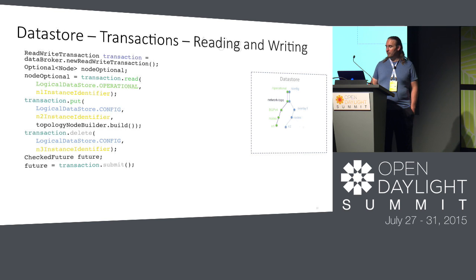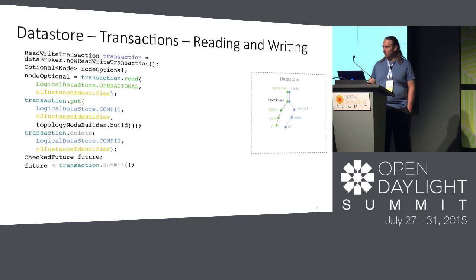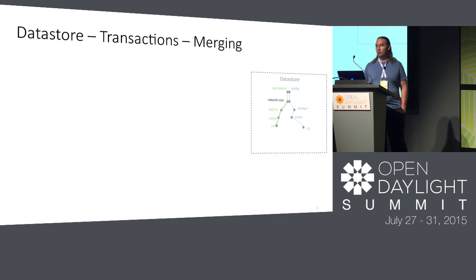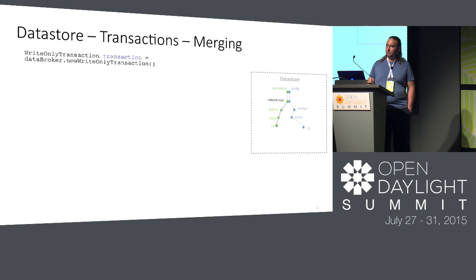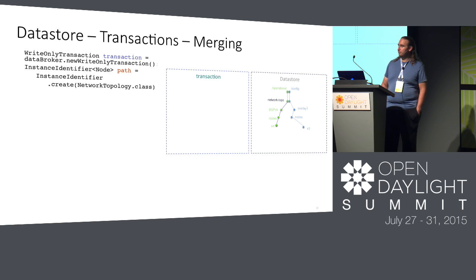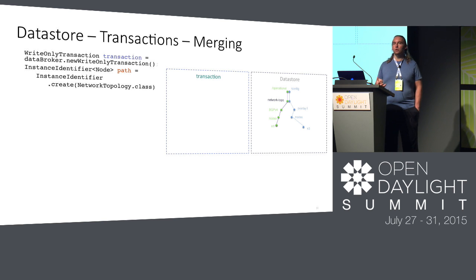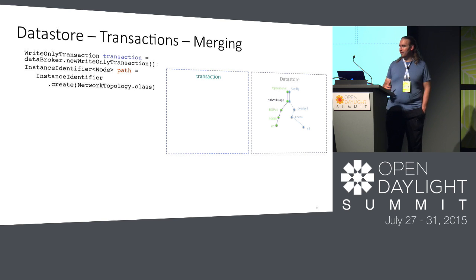So here before, we were looking at put for doing writes. That actually literally replaces the node that you're working with. But there's also a concept available called merging in the tree. The way this ends up working is, again, you create a new transaction. In this case, we're showing a write-only transaction. So we've got a transaction. We create our instance identifier, and I'm actually going to walk through how one creates an instance identifier here.